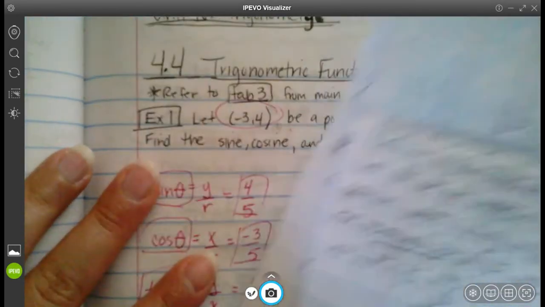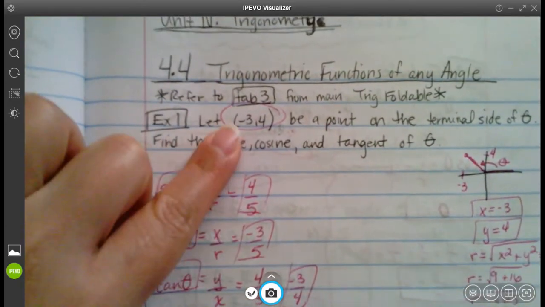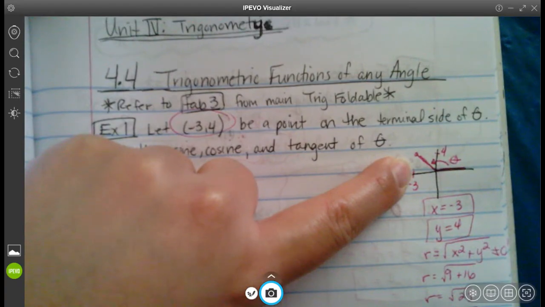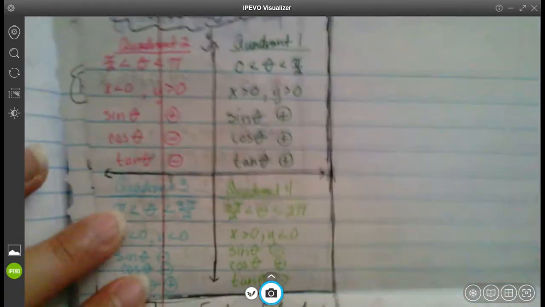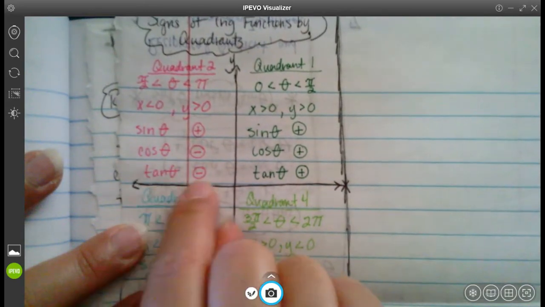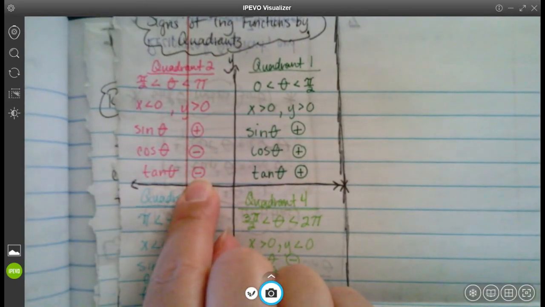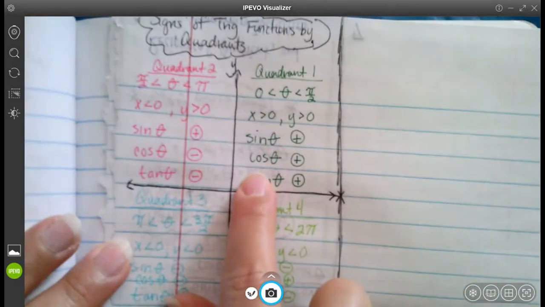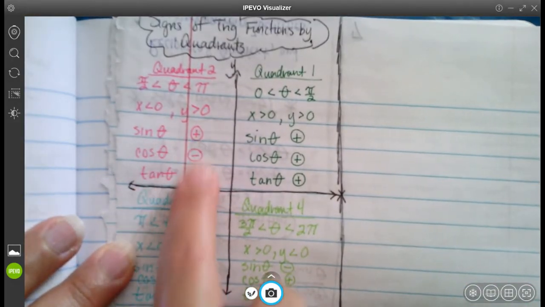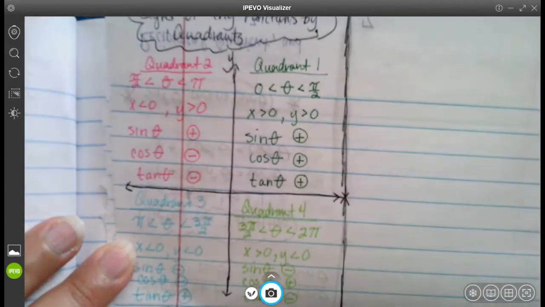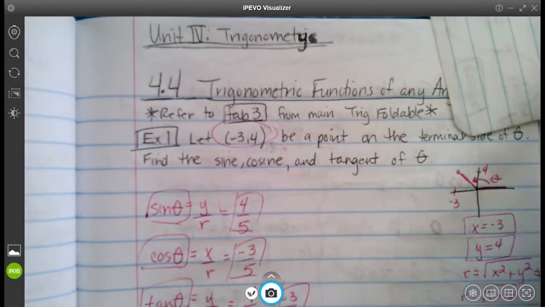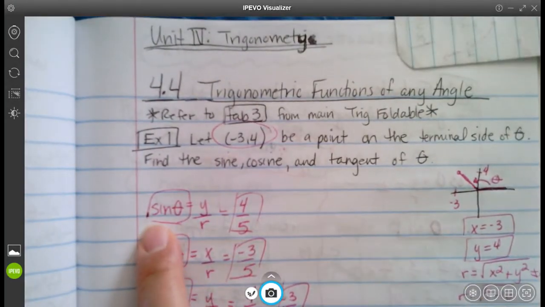We know that (-3, 4) lands in quadrant 2. And in quadrant 2, sine is positive, cosine is negative, and tangent is also negative. Just keep that in mind, because if we do have values here, we're going to have to use these signs. All right, so let's start. We do have the answers already. I just wanted to go over them.